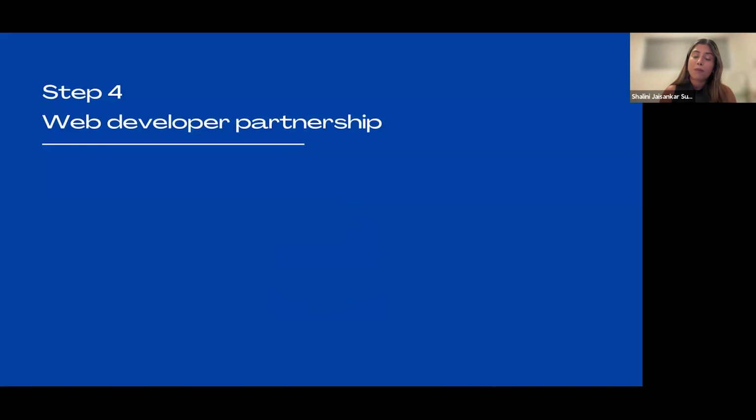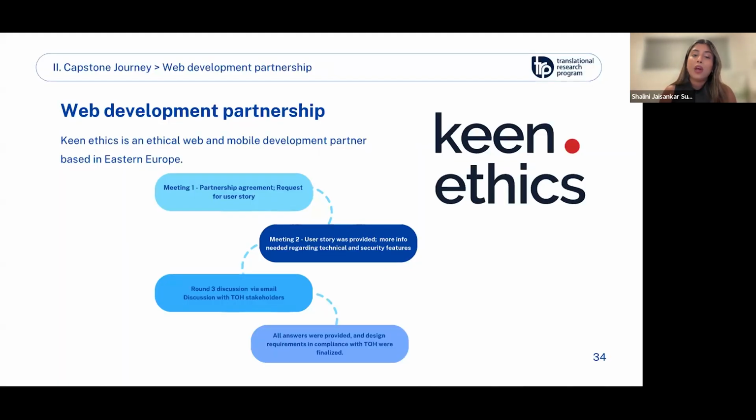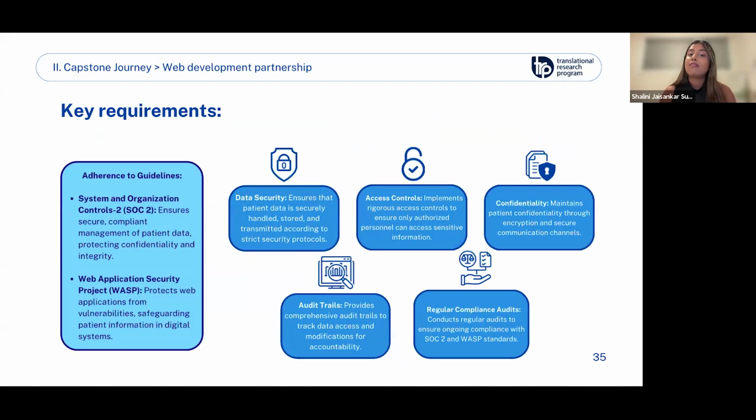That brought us to the final step in our project, which is the web development partnership. Our web development partner is Keenethics, an ethical web development group based in Eastern Europe. Our partnership developed as we provided them with necessary user stories and engaged in several discussions. After several iterative cycles, we identified all key requirements. These include compliance with SOC 2, Service Organization Control 2, and OWASP, Open Web Application Security Project standards. SOC 2 ensures that patient data is securely handled, stored, and transmitted according to strict security protocols, while OWASP focuses on safeguarding our web application against vulnerabilities and attacks. To meet these requirements, we have implemented several critical features.